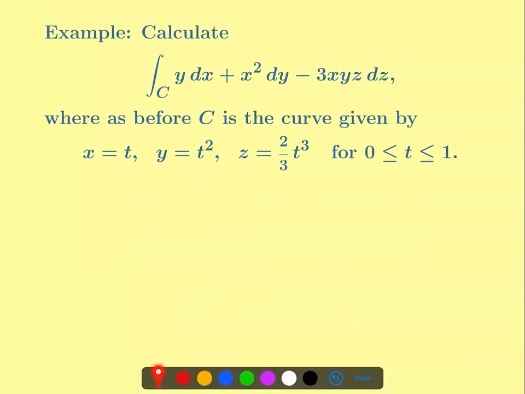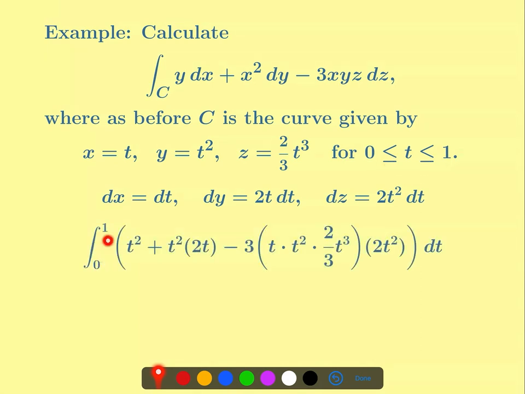So again, first we're going to calculate dx, dy, and dz. dx is dt from here. dy is 2t dt. Here when I take the derivative, I have a 3t squared. The 3 will cancel. So I have just 2t squared dt. So dz is 2t squared dt. Now we have x, y, z, dx, dy, and dz all in terms of t. So we just put them up here.